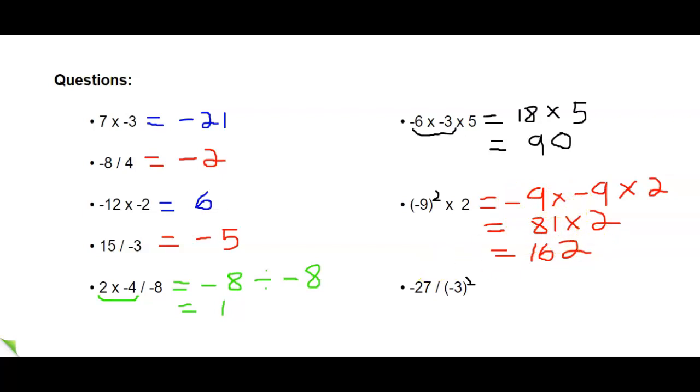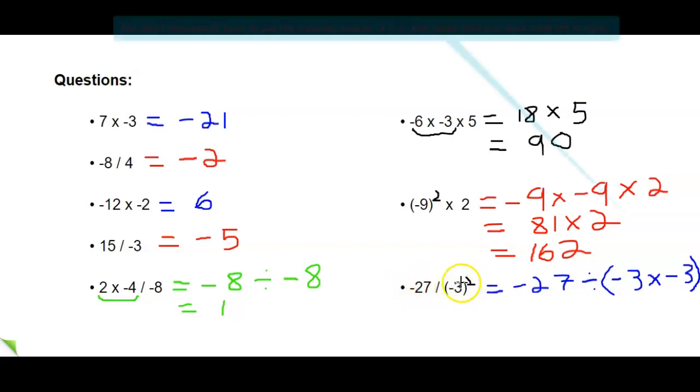Good. The next question we have is negative 27 divided by negative 3 squared. That's equal to negative 27 divided by negative 3 squared, which is the same as negative 27 divided by negative 3 times negative 3. I'll put that in brackets, because we don't want to confuse everything. Because of this square, the negative 27 must be divided by the entire negative 3 squared.